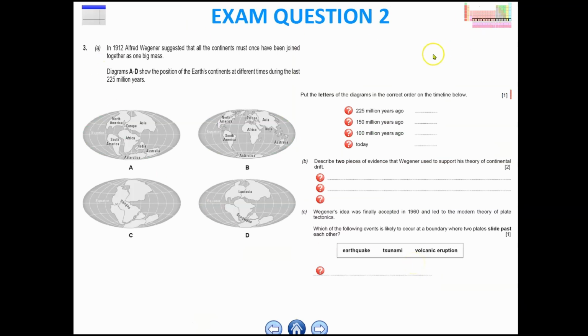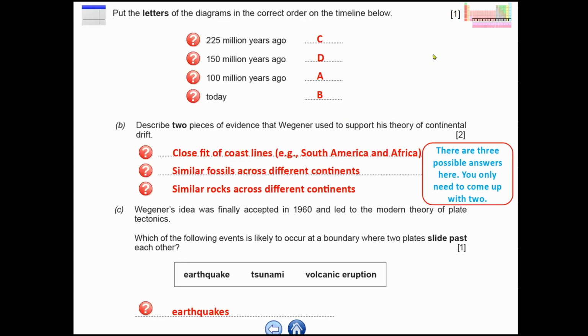Okay, so here is an exam question. I need to try that exam question. So here is the answer. Put the letters to the diagrams in the correct order. 225 million years ago, C, then D, then A, then B. Describe two pieces of evidence that Wegener used to support his theory. Obviously, there are three. We mentioned them.